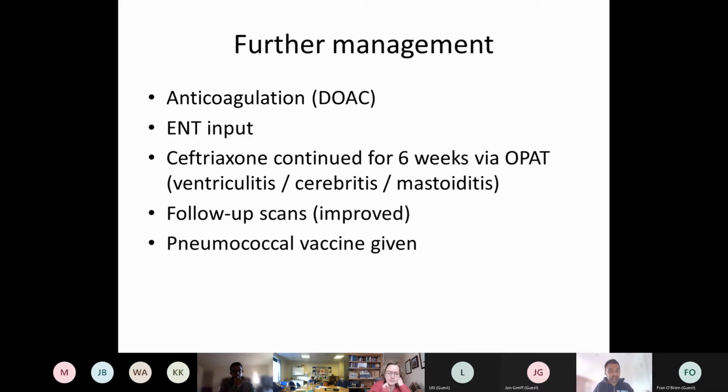So she gets anticoagulation for that. We ask for ENT input given the inner ear problems, and we decide to carry on the ceftriaxone for 6 weeks, actually given by the OPAT, outpatient antibiotic service. Normally, a straightforward strep pneumonia meningitis can be treated with 14 days of appropriate antibiotics, but in this case where you've got brain tissue involvement or even abscesses, you do need to treat for longer, minimum of 6 weeks and possibly longer than that, depending on follow-up scans.